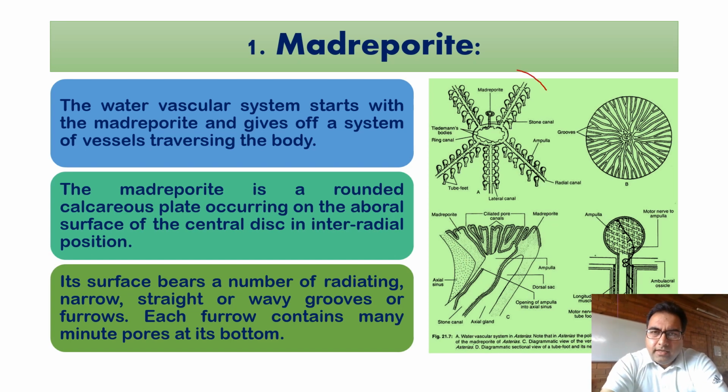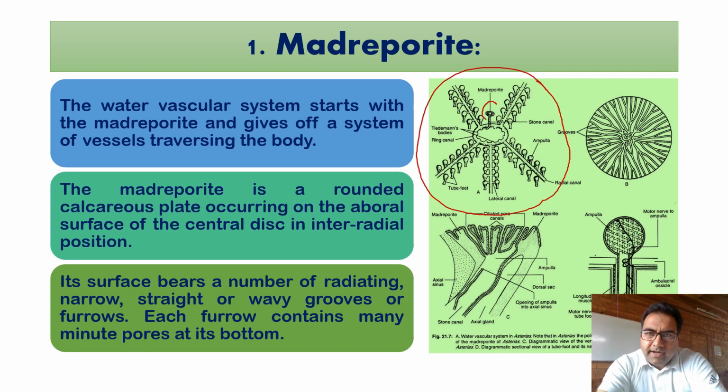If we look at the image of the Asterias, we see that the Madreporite is present, and it starts the system of vessels traversing the body. The Madreporite is a rounded calcareous plate occurring on the aboral surface of the central disc in the interradial position.